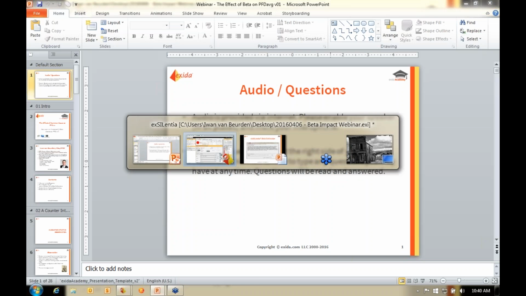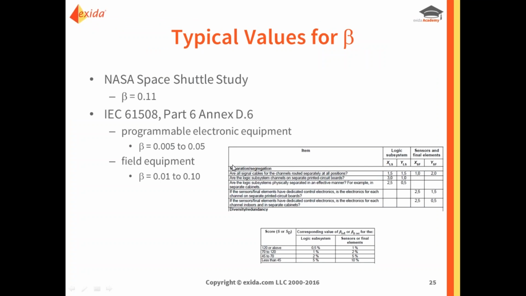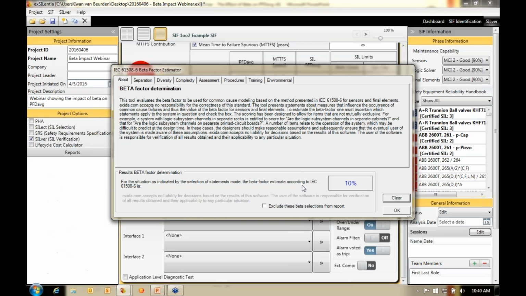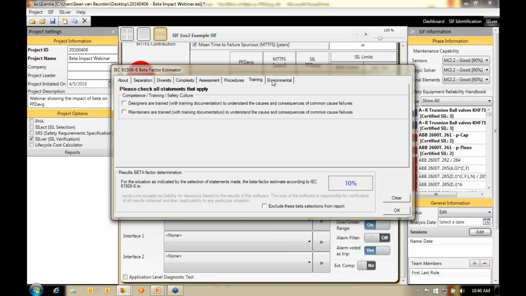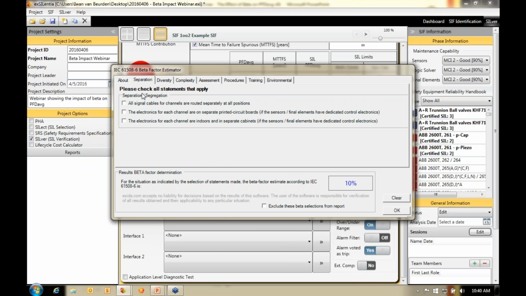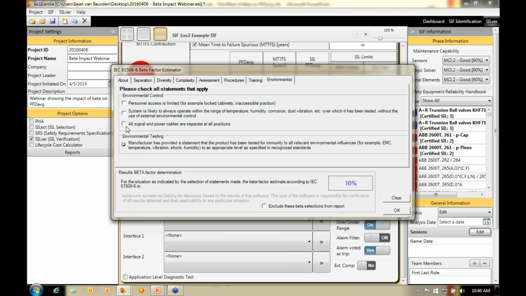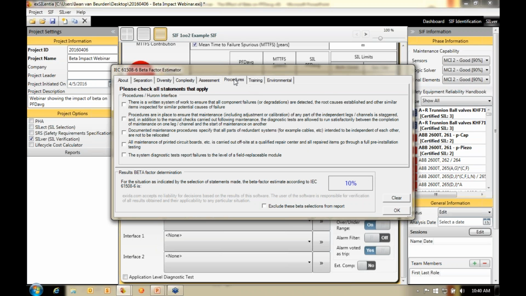Let's go back to the slide real quick. Right here, you see there are different sections on separation, segregation, diversity, redundancy, and so on. We have these different sections here in the tool, and based on your configuration, does this statement apply? Yes, no. You will simply make a selection, and then based on your selections, that score will change, and based on the score, a beta factor will be suggested to you based on 61508.